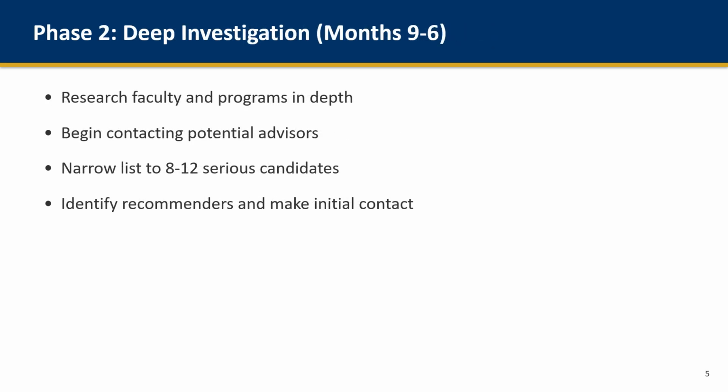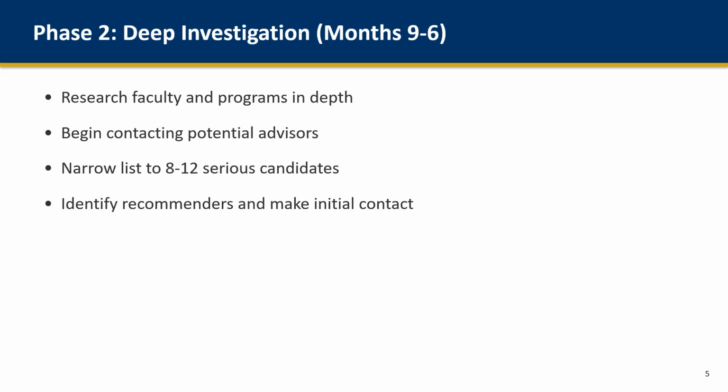Phase 2 spans months 9 through 6 before deadlines. This is your deep investigation phase. Research faculty and programs in depth. Read faculty publications. Review program curricula carefully. Understand what makes each program distinctive. Move beyond surface impressions to genuine understanding. Begin contacting potential advisors, following the strategies we discussed in the previous video. This timing gives you several months to develop these relationships before applications are due.